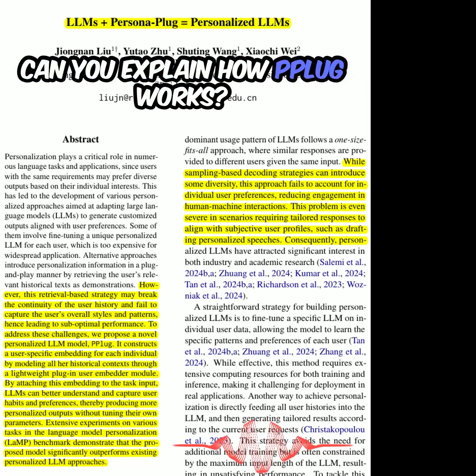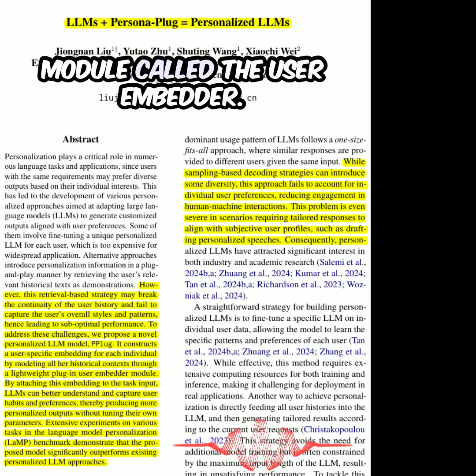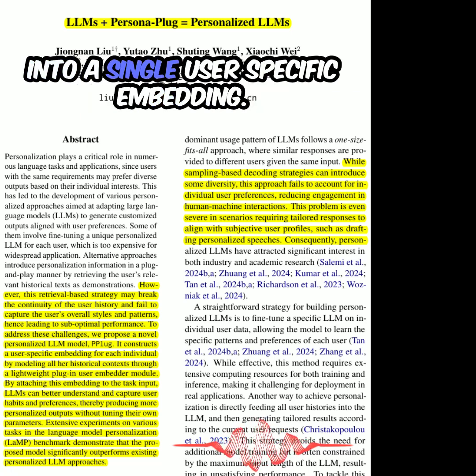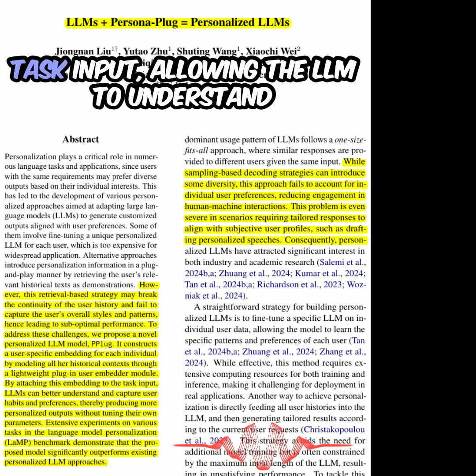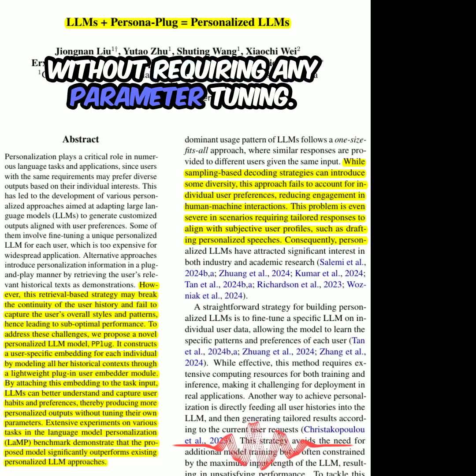Can you explain how P-Plug works? P-Plug introduces a lightweight plug-in module called the User Embedder. This module encodes a user's historical behaviors into a single user-specific embedding. This embedding is then attached to the task input, allowing the LLM to understand and capture the user's habits and preferences without requiring any parameter tuning.